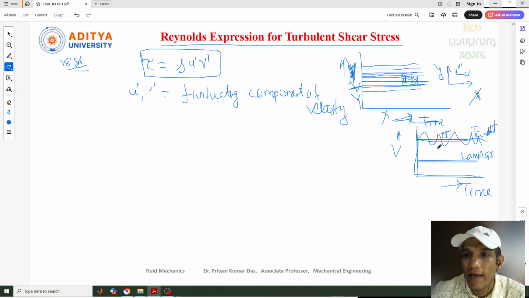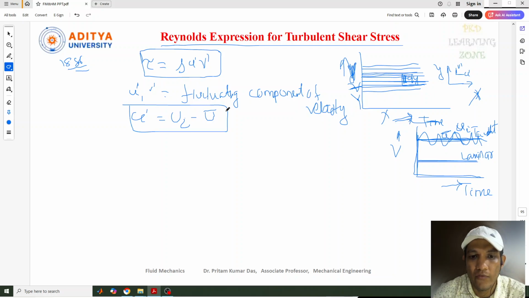Here, if you see, this is the instantaneous velocity, ui. The value of the velocity of this liquid at these conditions is the instantaneous velocity, and the average of this velocity we need to consider as u bar. We can consider u or v, anything here. So we can write the fluctuation velocity u dash equal to the instantaneous velocity, say uy, minus u average, so that we can find out the fluctuating velocity.